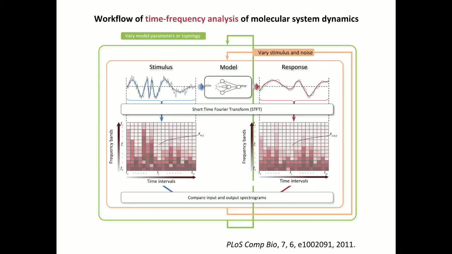And the idea is the following. Take your model, which is a set of differential equations, as I showed, give it a bunch of inputs, stimuli, measure a bunch of responses from those inputs, and construct spectrograms using the short-time Fourier transforms from the inputs and the outputs. Do that a bunch of times with different noise levels and different types of signals, and start gathering statistics from these spectrograms that tell you something about the responsiveness and stability of the system.